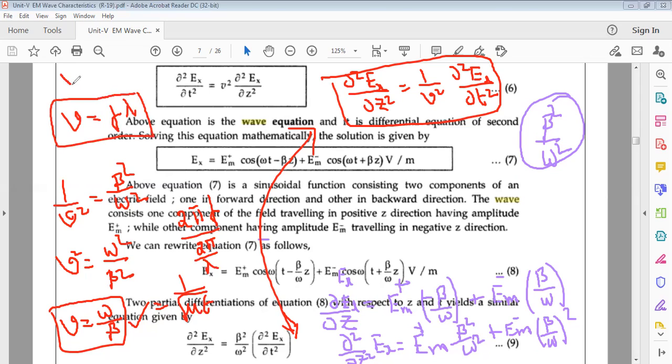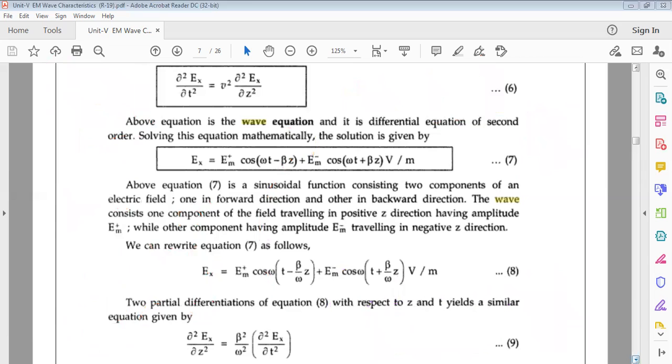So we got three equations for v. v is equal to 1/√(με), and another one is v is equal to fλ, after substituting ω is 2πf and β is 2π/λ. 2π gets cancelled, λ will come in the numerator. Three equations we got for the wave velocity or propagation velocity: v equals 1/√(με), v equals fλ, v equals ω/β. Got it, my students?